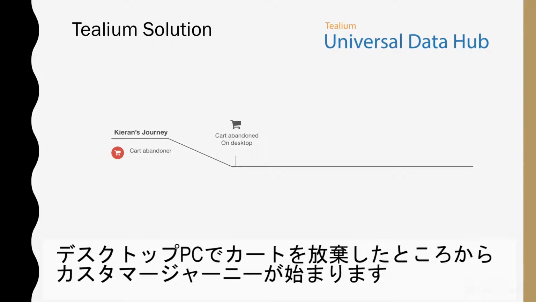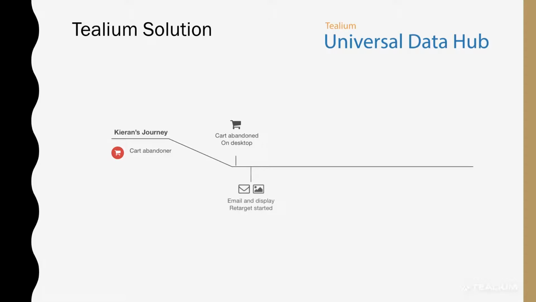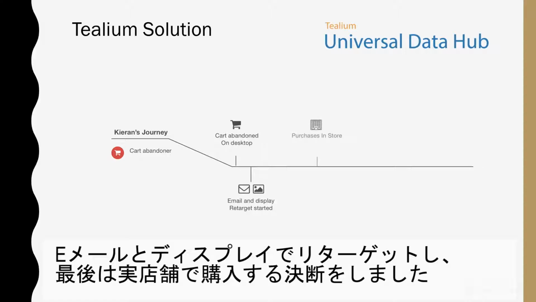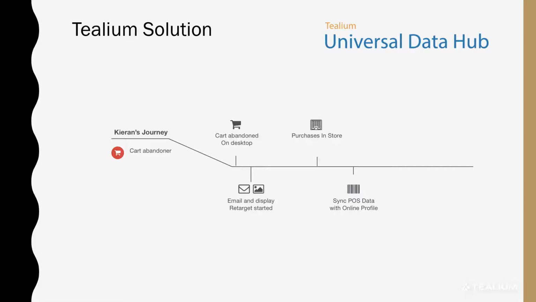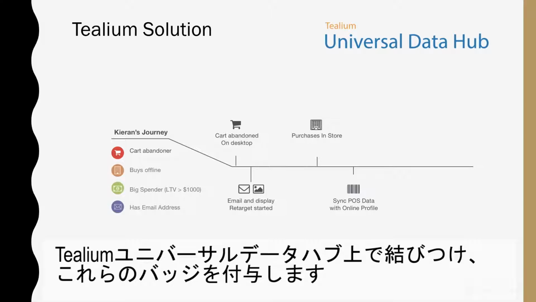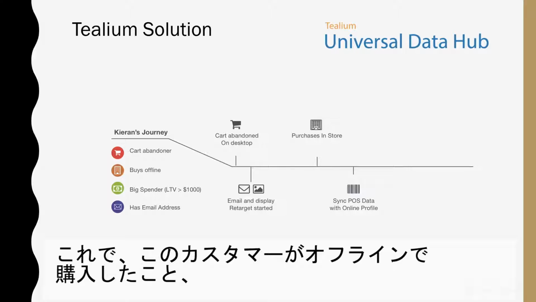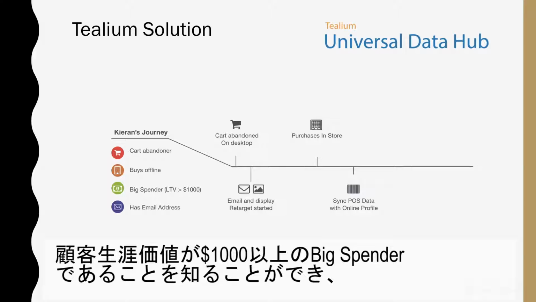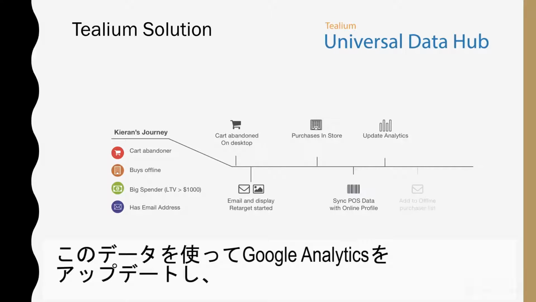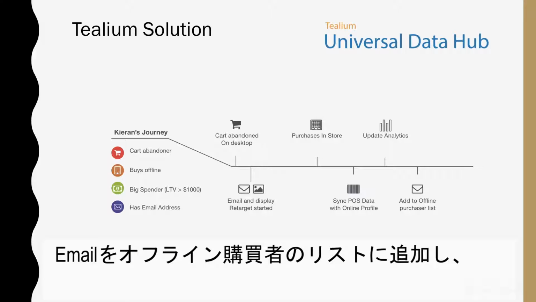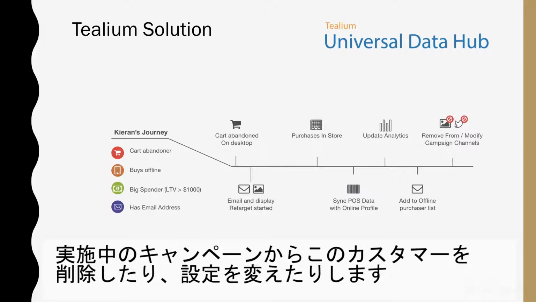The journey starts with a cart abandonment on desktop. We then email and display retarget that customer who decides to purchase in a physical store. Based on that transaction, we sync all the point of sale data with the online profile in Tilium Universal Data Hub, applying the following badges. So we now know they buy offline, we've recalculated their lifetime value of over $1,000, they're a big spender, and we have their email address. We use that data to update Google Analytics, add them to an offline purchaser list in email, and to remove and modify campaigns that we're currently running for that customer.